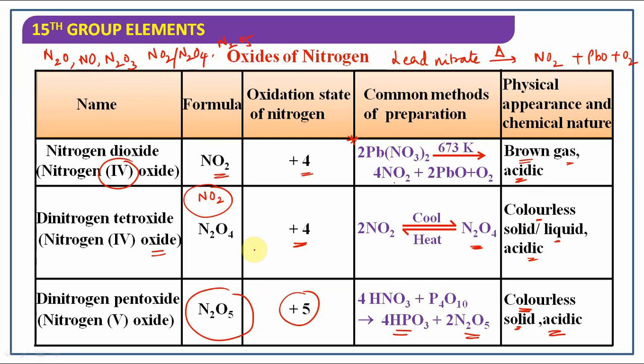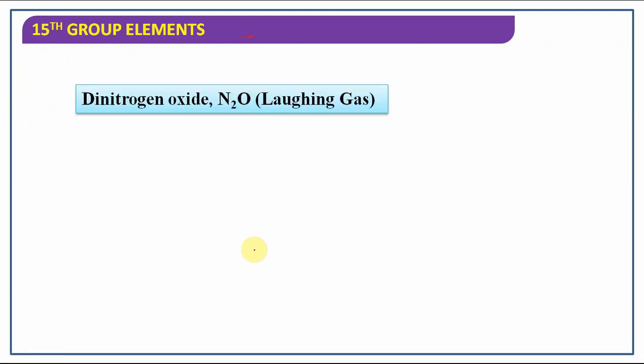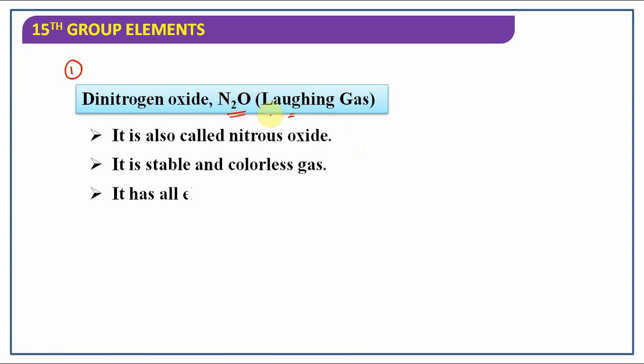Now we will talk about properties of each and every oxide of nitrogen. The first oxide of nitrogen we are going to talk about is dinitrogen oxide, N2O. It is also called laughing gas, as if you inhale it, it produces laughing hysteria. That's why it is said to be laughing gas, children. It is a colorless gas, as you know, and it is having a pleasant smell and sweet in taste.